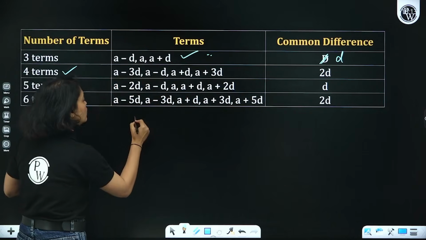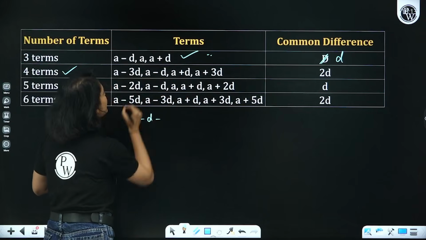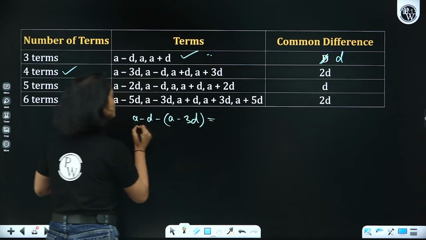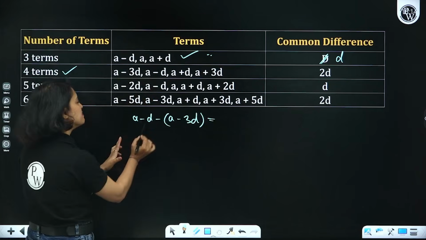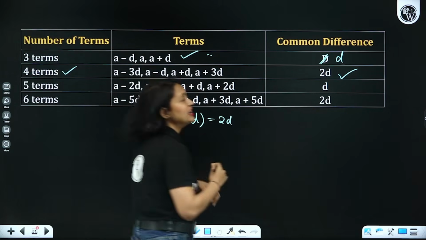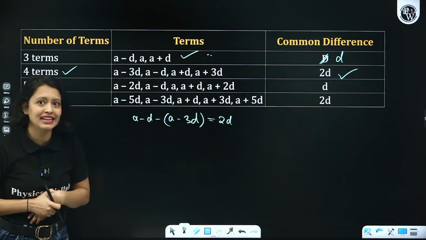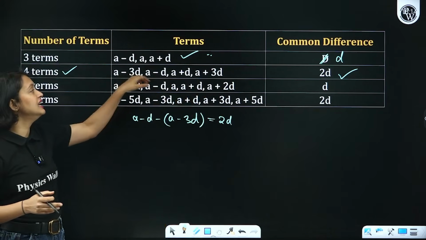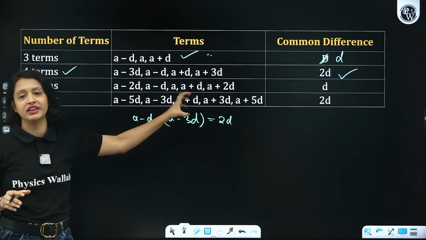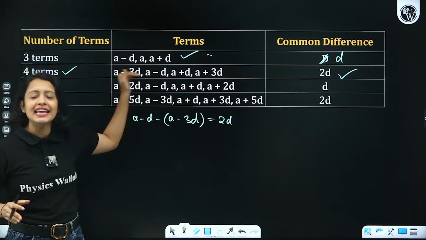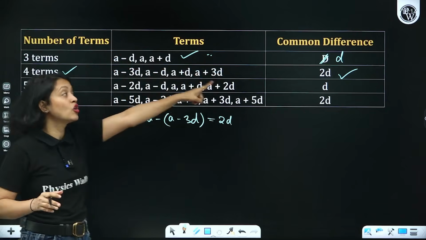How will you figure it out? The second term is A minus D. From it, subtract A minus 3D. See what you are getting. When you do the subtraction, A will get cancelled. Minus D plus 3D would give you 2D. So in the second scenario, the common difference is 2D. It's not D, okay? We are not using D as the common difference here. D is just a variable. A is just a variable here. It's just a clever way of taking an AP with 4 terms, and here the common difference is 2D.